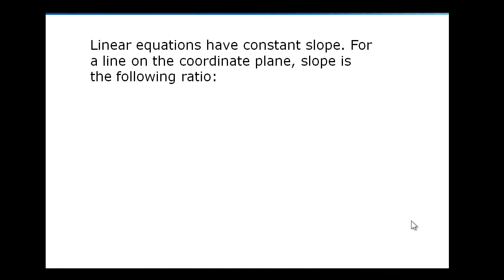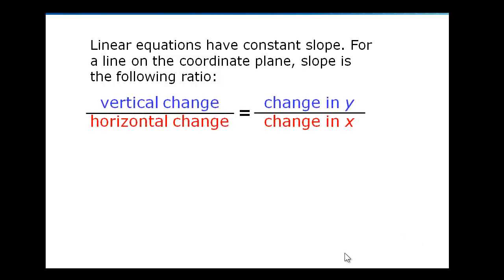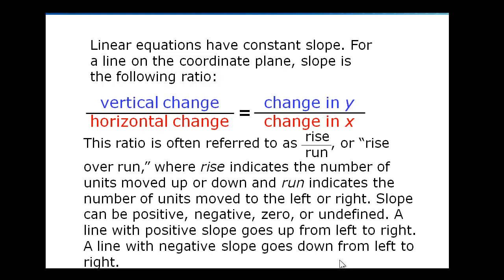So, for a line on the coordinate plane, slope is the following ratio. We have vertical change over horizontal change. That means change in y over change in x. You took it before that it's rise over run, you remember? Great, so today we will find the slope but in a different way.